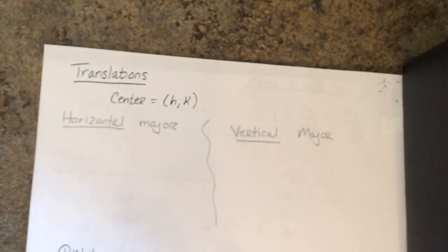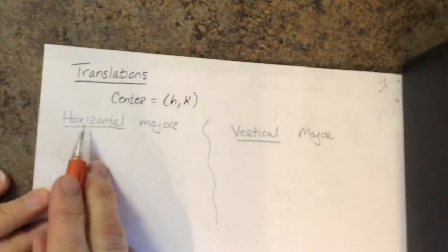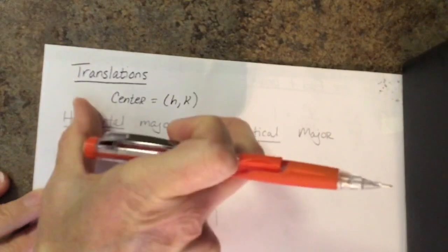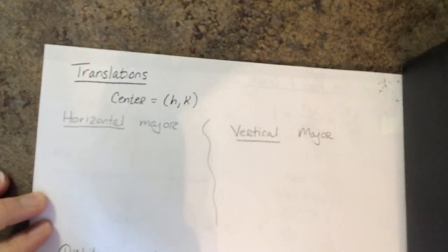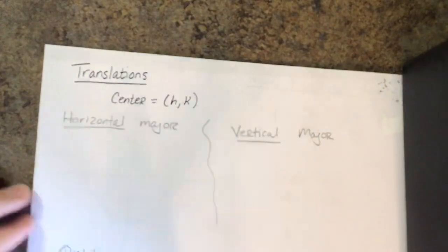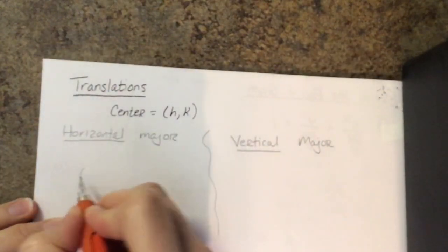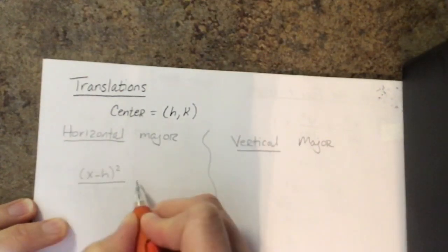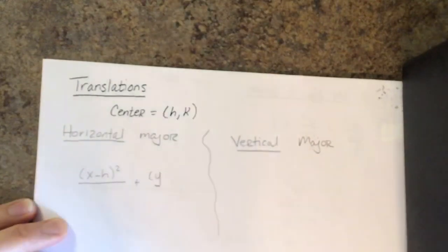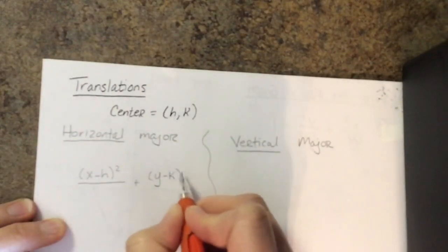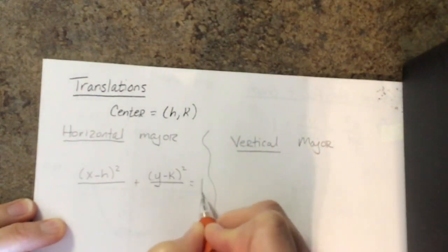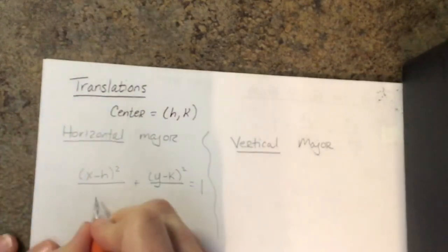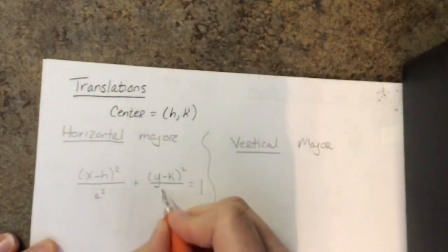So now, we're going to add to the standard form equations. If the horizontal axis is the major, which was the x, but now we may move it up or down, what's our equation now? Instead of x squared, it's (x minus h) quantity squared plus, and instead of y squared, it's (y minus k) quantity squared equals still 1. When the horizontal x is the major, you have your a squared under the x and your b squared under the y.